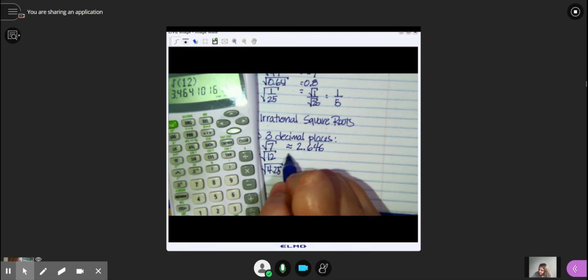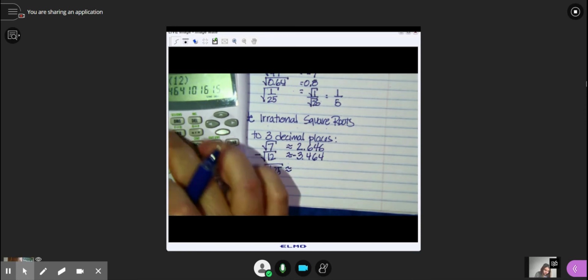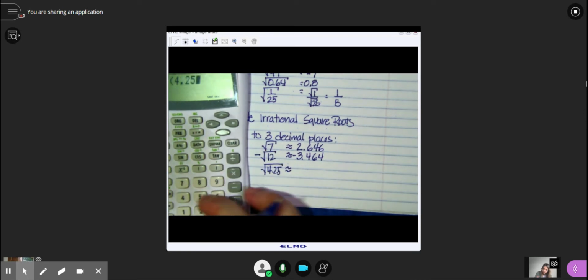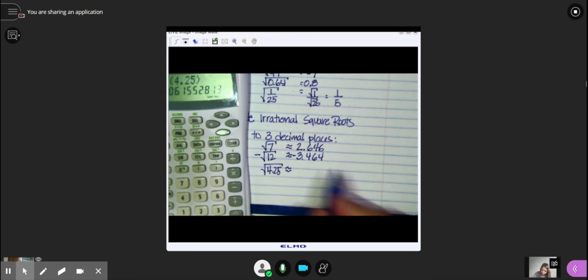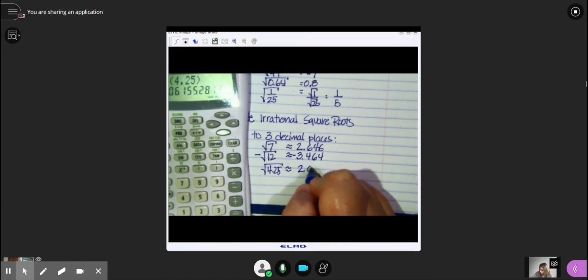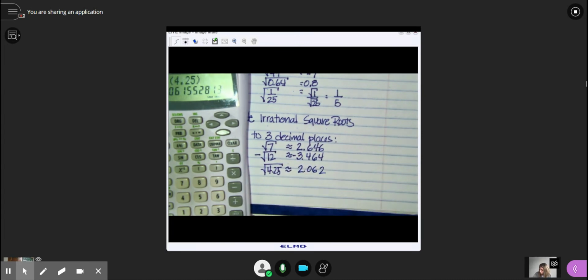The square root of 12 would be about 3.464, but I need to put the negative out front. .062. All of those had to be rounded. That doesn't always happen.